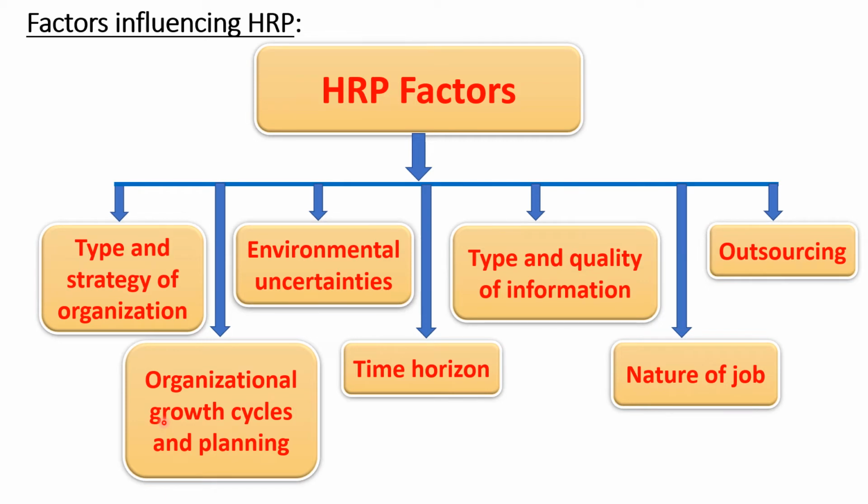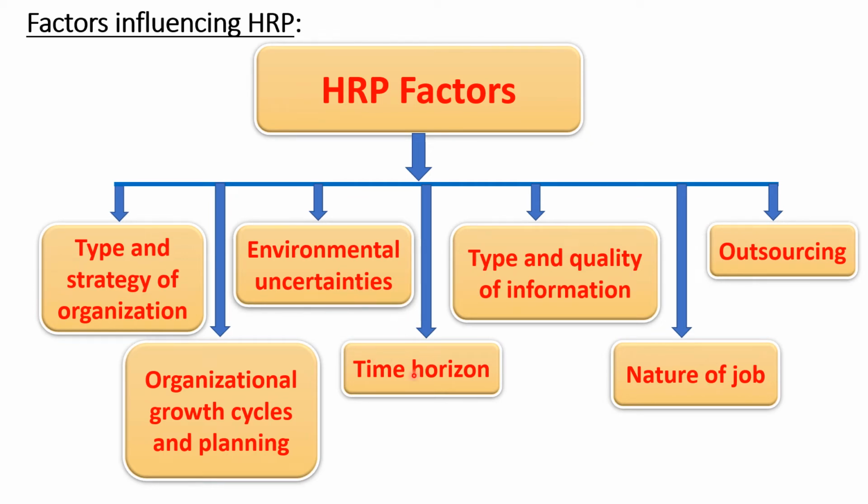For the organizational growth cycle, the effectiveness of manpower planning and its associated decisions will be influenced by the stage of the organization. Then coming to environmental uncertainties, that is the third factor. These are uncertainties due to political, economical, social, cultural or technological factors, etc. The HR planner can reduce these uncertainties through recruitment, selection or training.